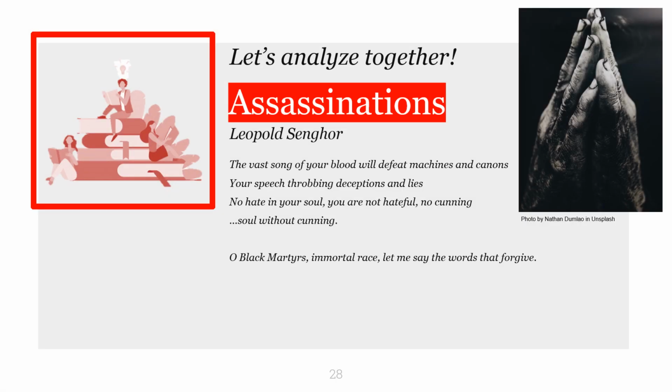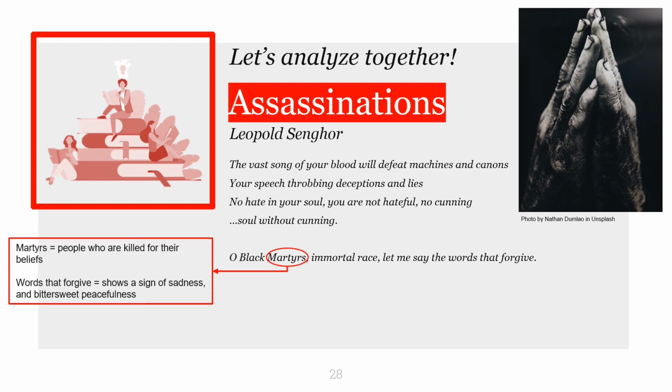And now we go to the last line. O black martyrs, immortal race, let me say the words that forgive. We all know that martyrs are people who are killed for their beliefs. These are innocent, sinless, or probably pure individuals who were murdered and killed. This is such an appropriate word to describe the African slaves who were mostly innocent and they were killed for their beliefs.